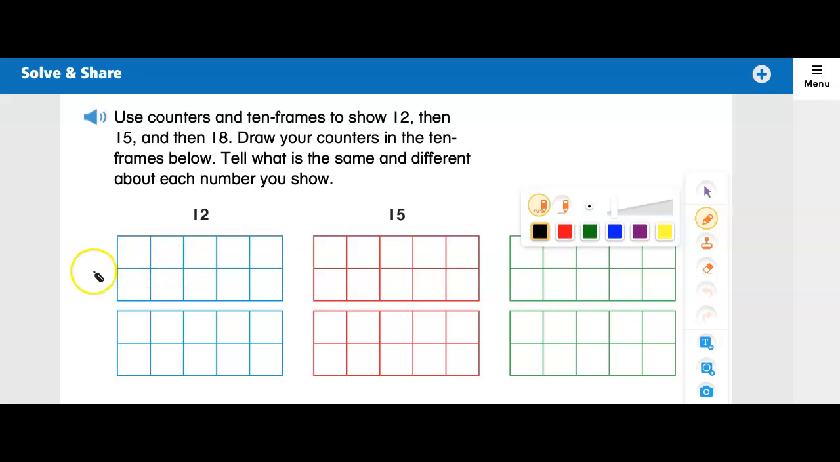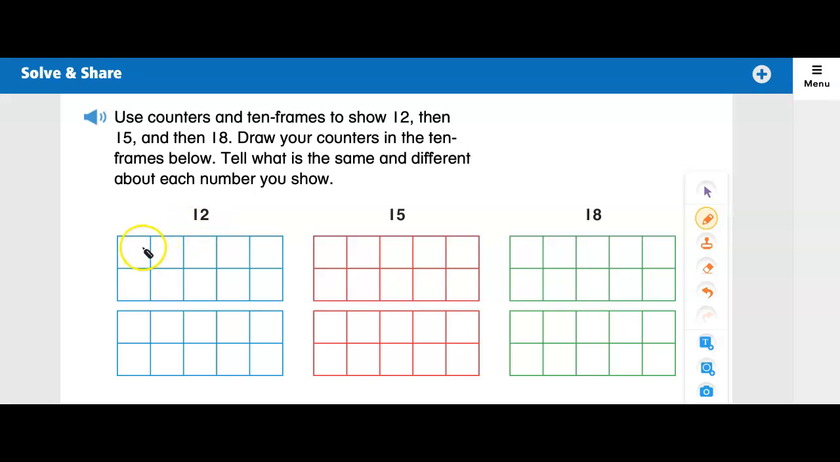We have previously worked with 10 frames before. We know that one frame has 10 squares in it to represent a 10. It wants us to show the numbers 12, then 15, then 18. Let's begin by showing 12. You can draw circles, X's, or put a dot in your 10 frame. If you have counters at home, you can also use that.